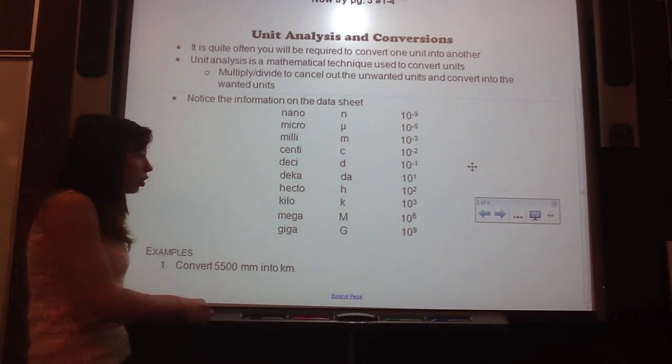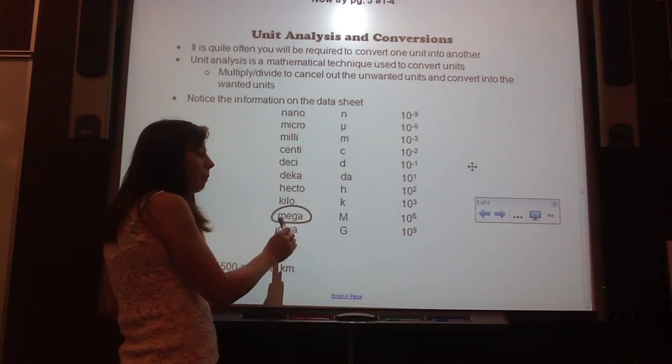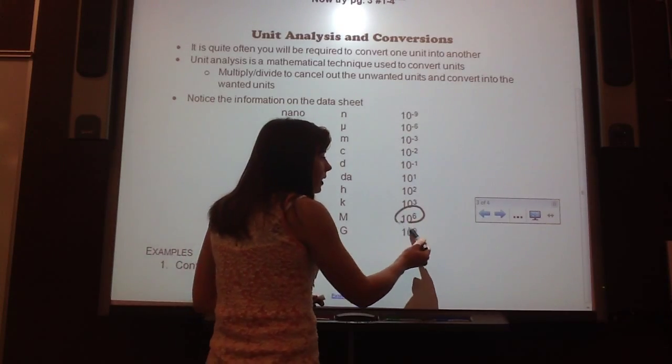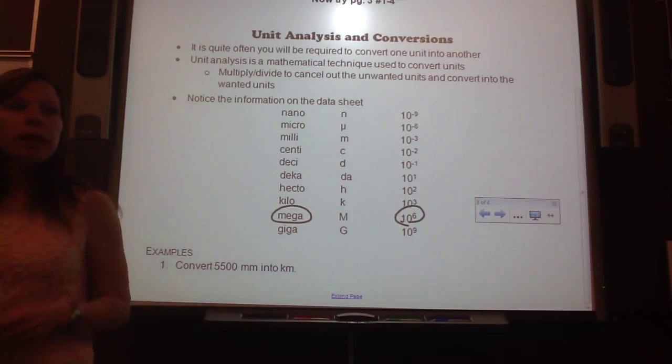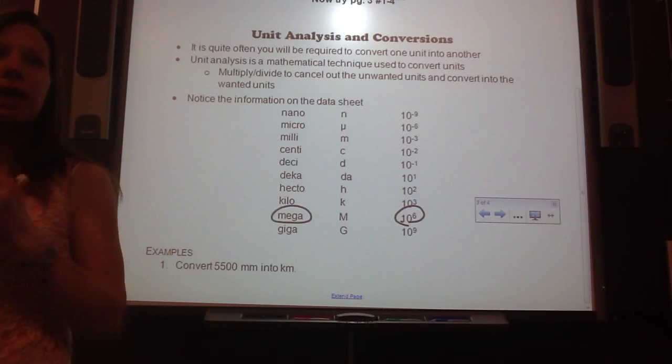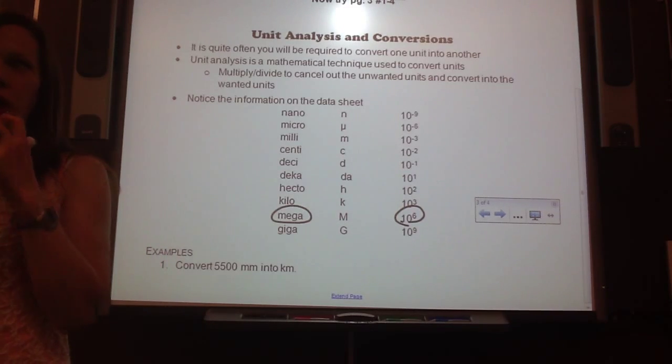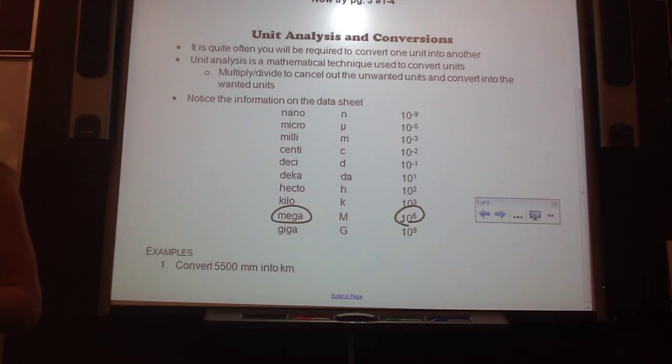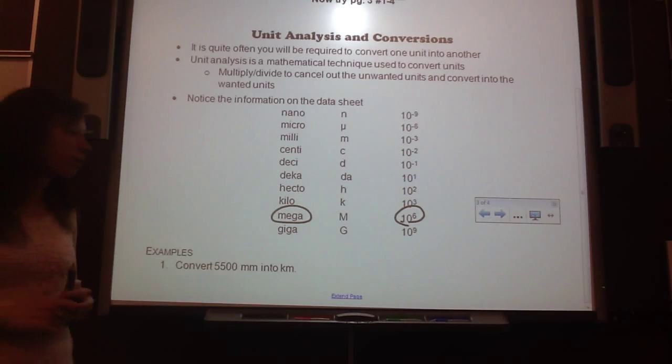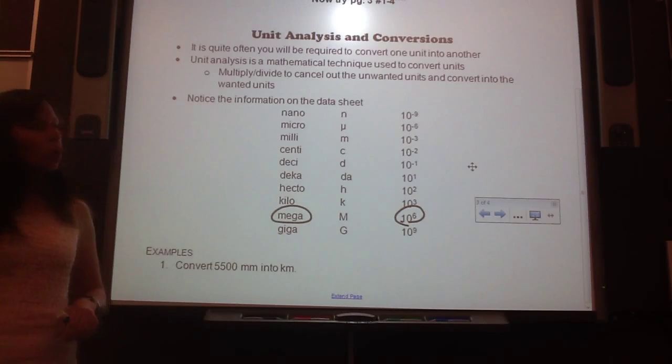So then you look at mega. How much bigger is it? Well, the decimal place has moved 6 spaces. So it's bigger by times 10 to the 6.